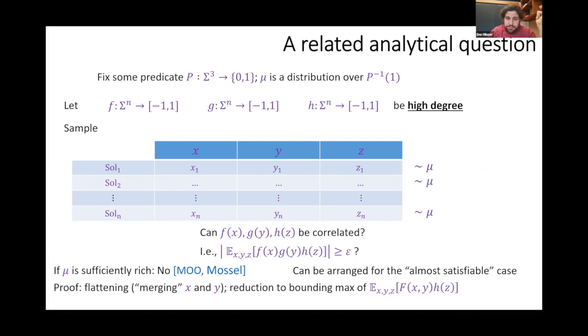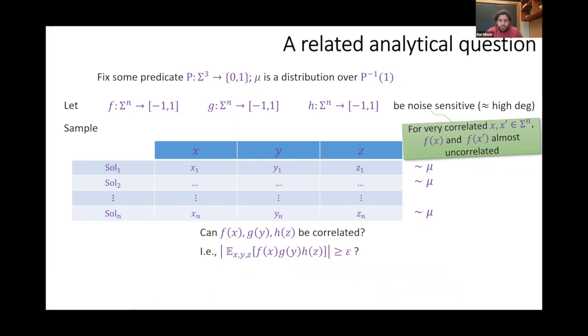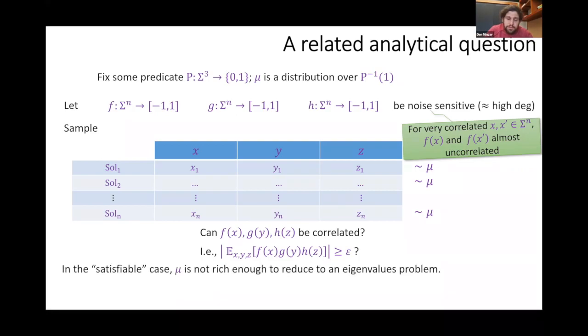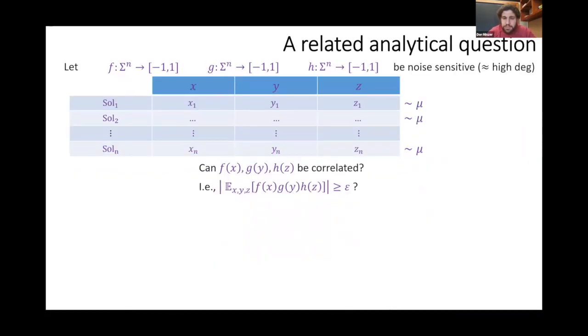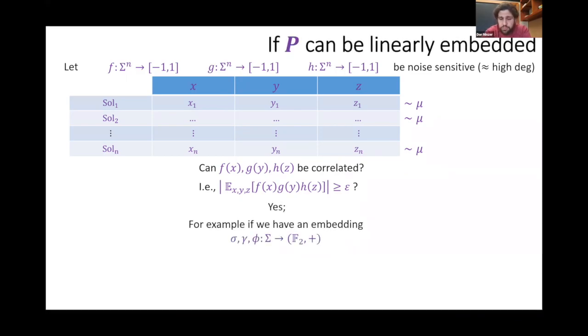So what about the satisfiable case? Well, first of all, the question is, can this be correlated? And it turns out that you cannot do the same proof as before, because you cannot arrange that flattenings work. So we're kind of stuck. And actually, the statement is even false if you have linear embeddings. So suppose my predicate P has some linear embeddings, and let's say for concreteness, it's a linear embedding into F2, addition modulo 2. I claim that now I can show you high degree functions that are highly correlated.